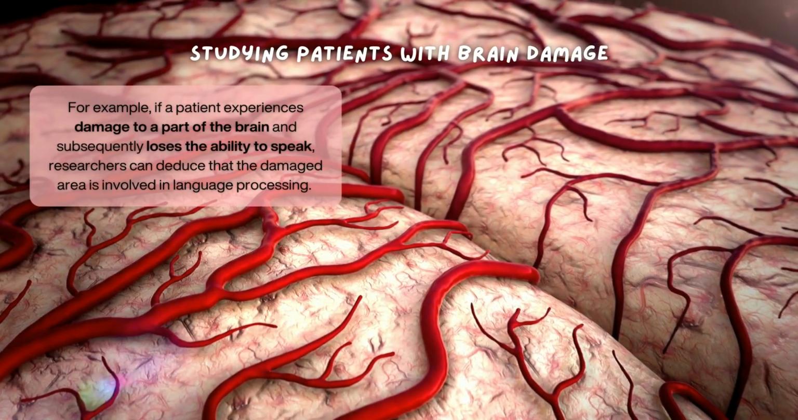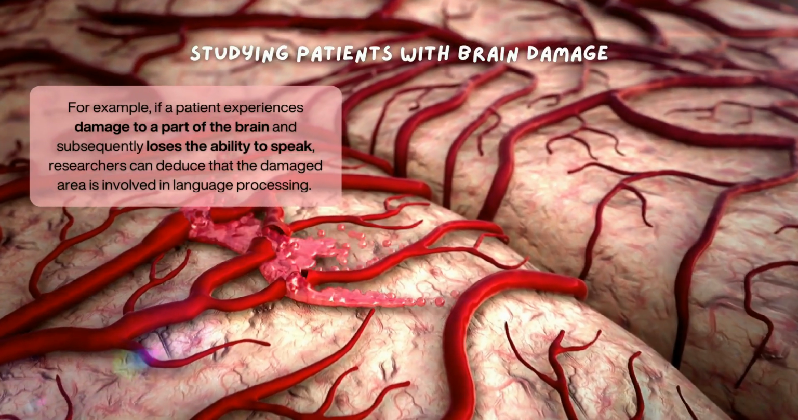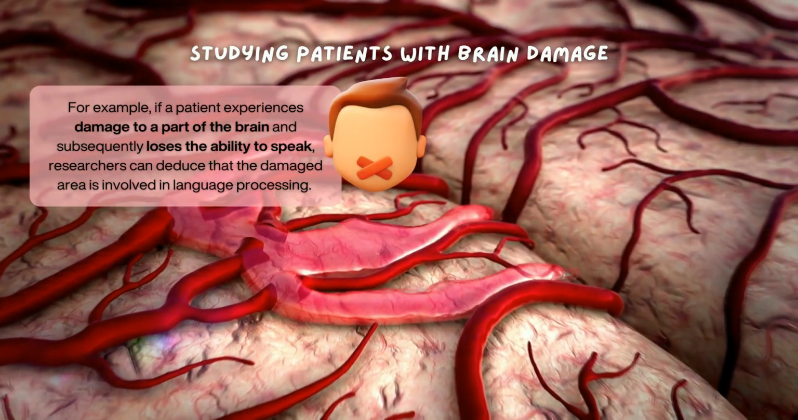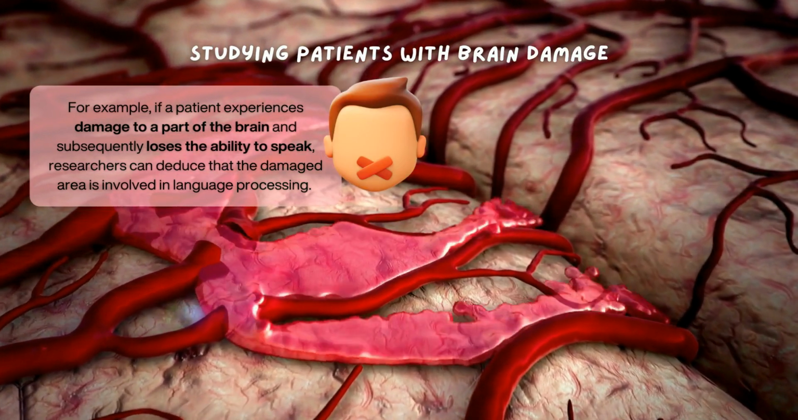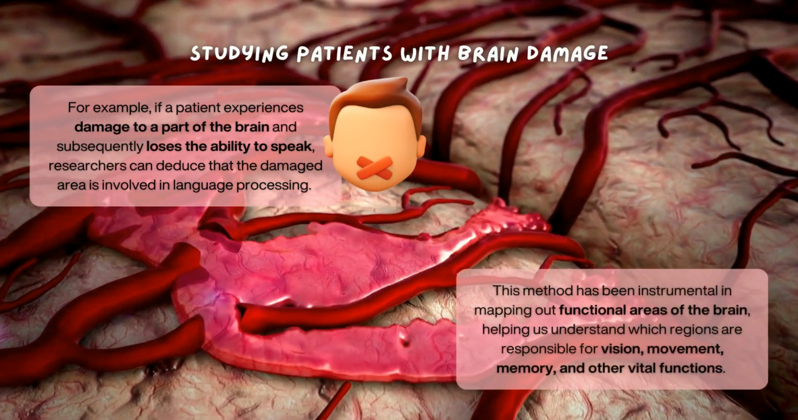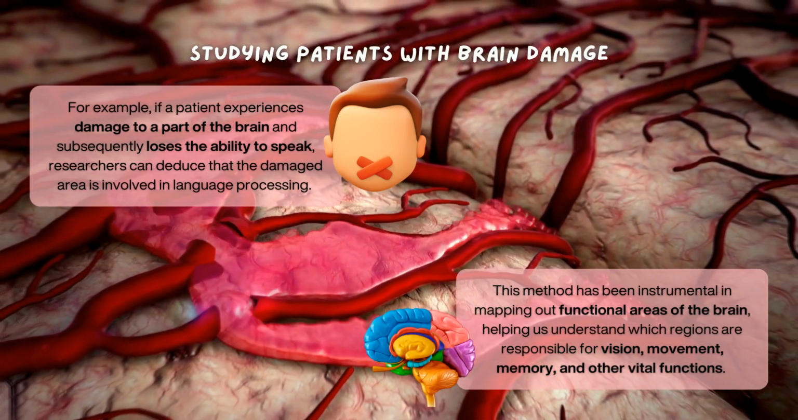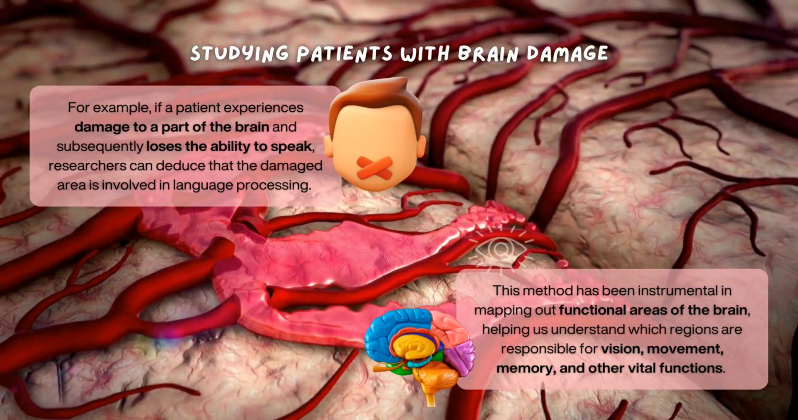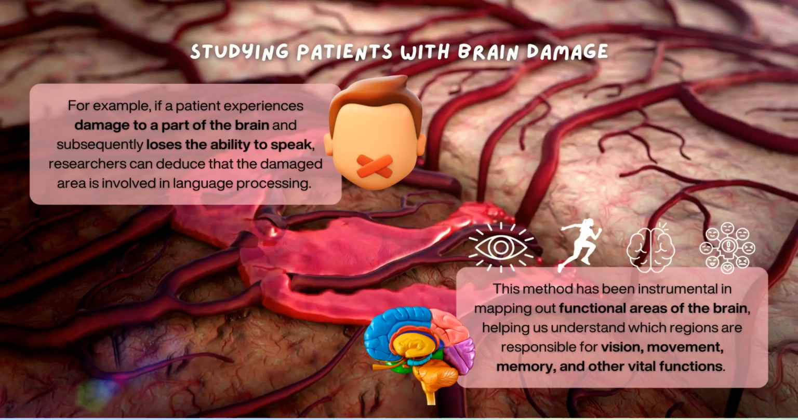For example, if a patient experiences damage to a part of the brain and subsequently loses the ability to speak, researchers can deduce that the damaged area is involved in language processing. This method has been instrumental in mapping out functional areas of the brain, helping us understand which regions are responsible for vision, movement, memory, and other vital functions.